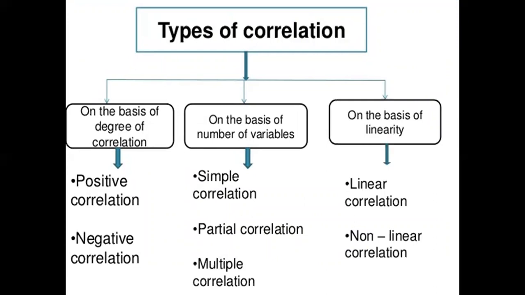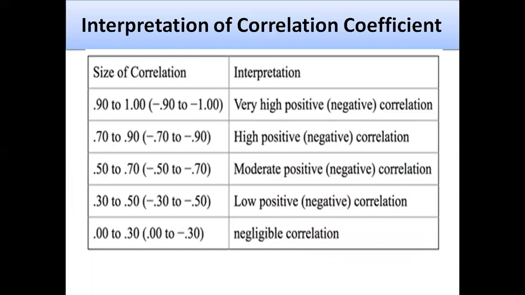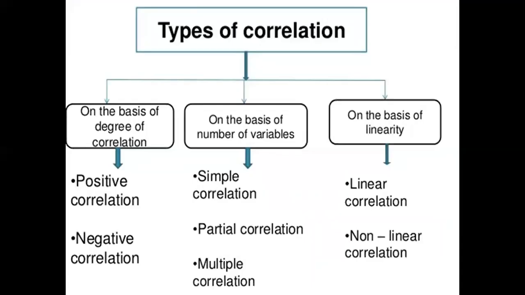As you can see, broadly we can divide correlation based on three aspects. The first is on the basis of degree of correlation, then on the basis of number of variables, and on the basis of linearity. On the basis of degree of correlation, as we studied in the previous slide, we had a positive or a negative coefficient of correlation. So we have positive correlation or negative correlation. Based on the number of variables, we have simple correlation, partial correlation, or multiple correlation.